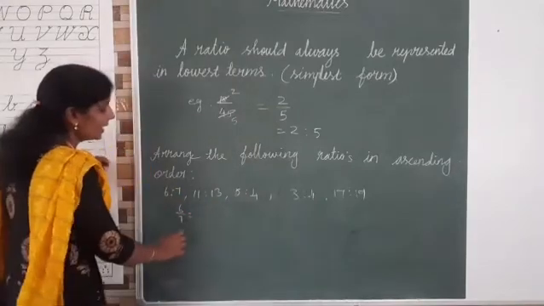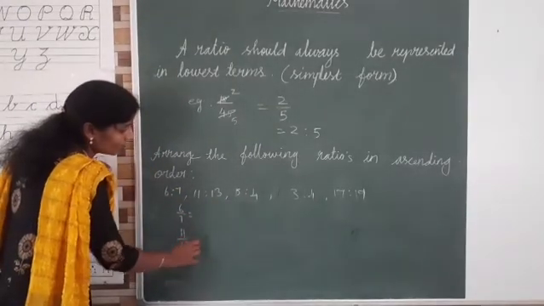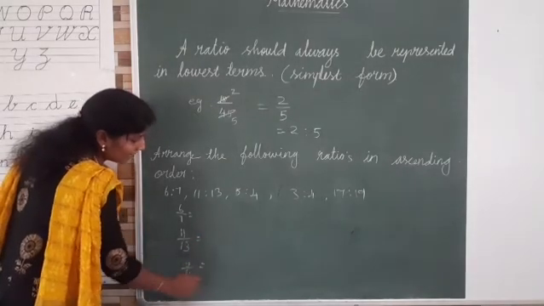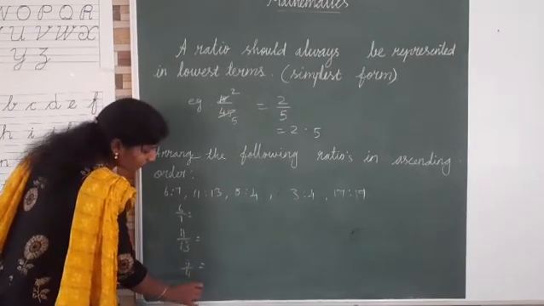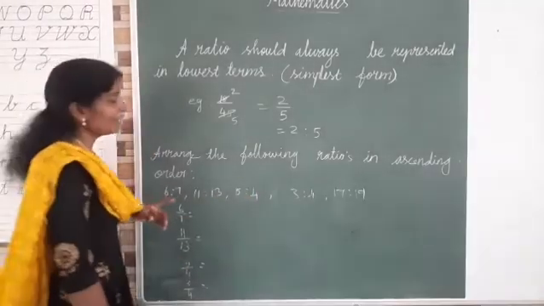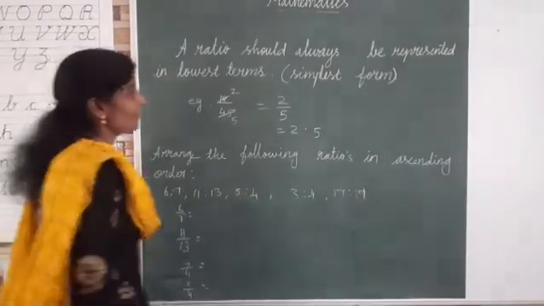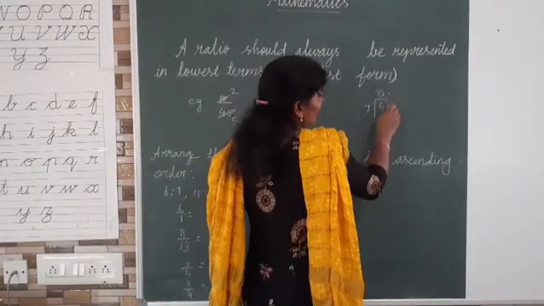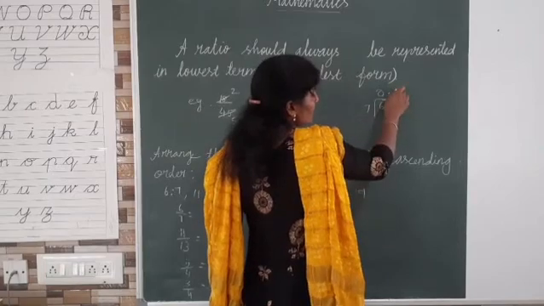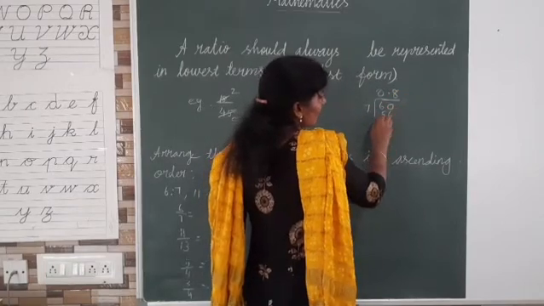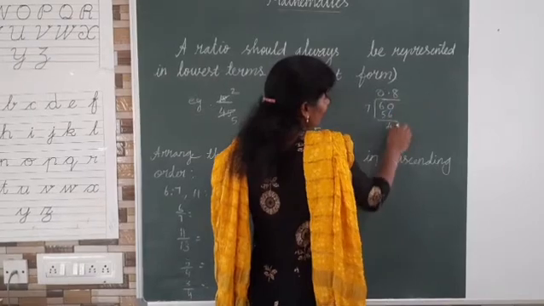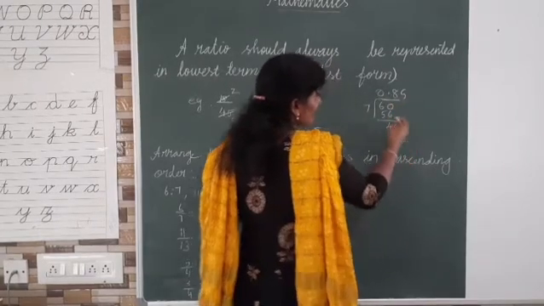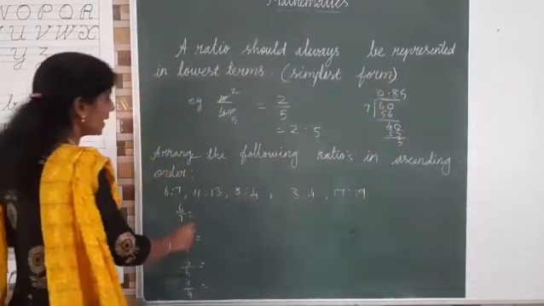In the same way, 11 by 13 equal to, then 5 by 4, then 3 by 4, then 17 by 9. Now 6 by 7: we divide 6 by 7, 0 point. Here we add 0. 7 8s are 56, balance 4. Again we add 0. 5 7s are 35, then 5 like this. 0.85, isn't it?